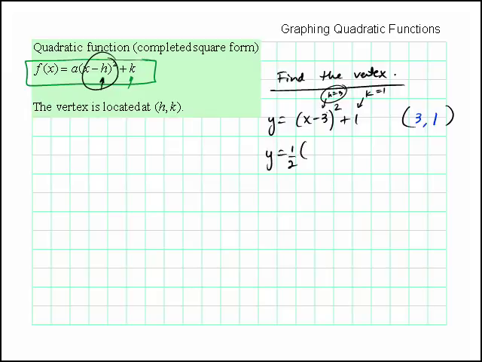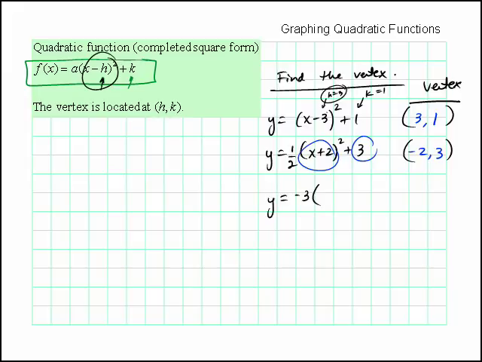One half times (x plus 2) squared plus 3. And the vertex is right here. It's sort of the opposite of what we have in there. Remember that x plus 2 moves our parabola to the left 2, and so the vertex will be located at (-2, 3).